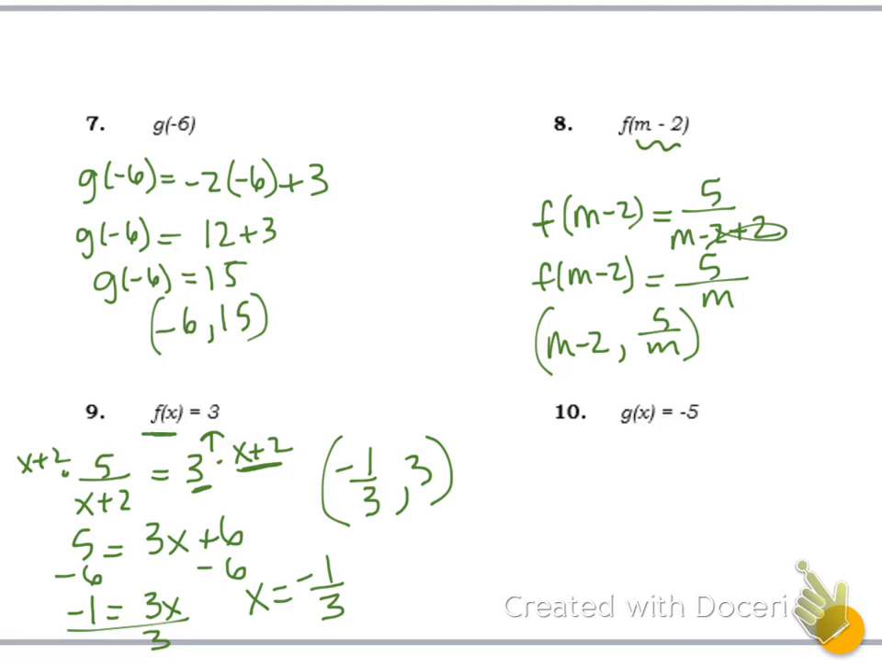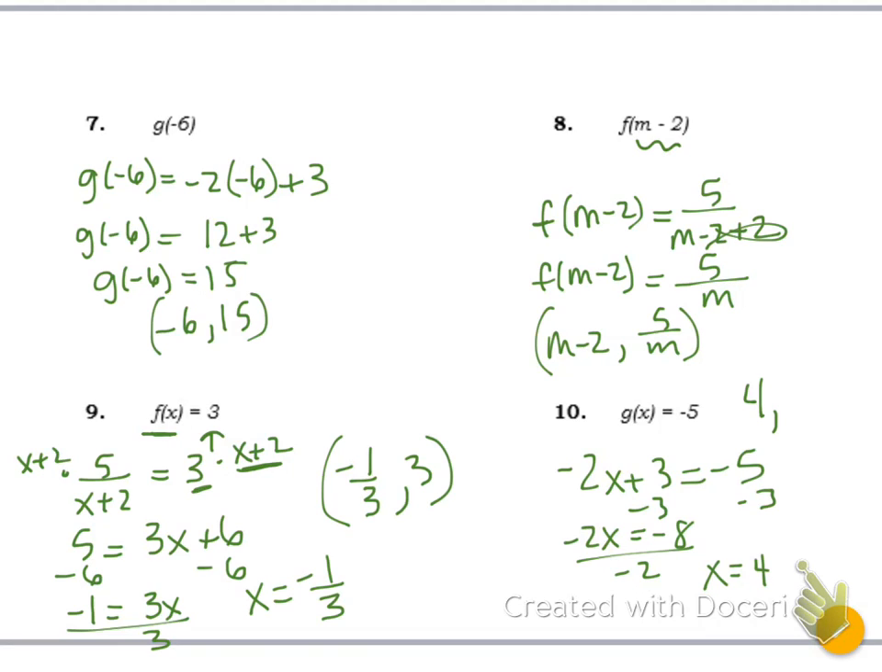Now we're going to do the g equation. So we're going to set this equal to my g equation. I'm going to subtract 3 to get negative 8. Divide by negative 2 to get 4. So my x value is 4. That's why it says x equals 4. My y value is that negative 5.